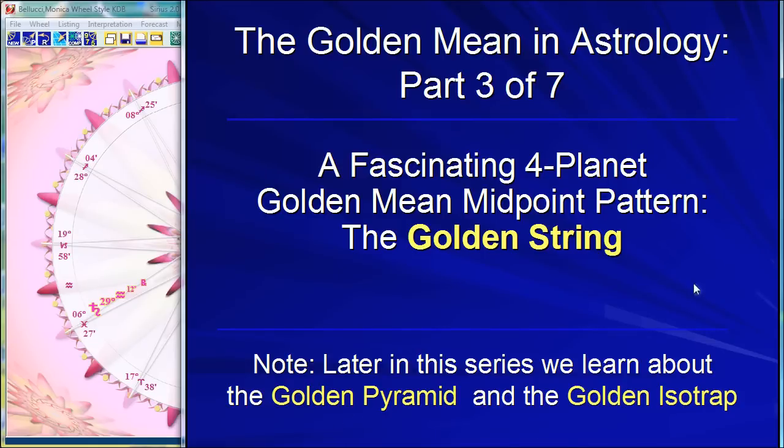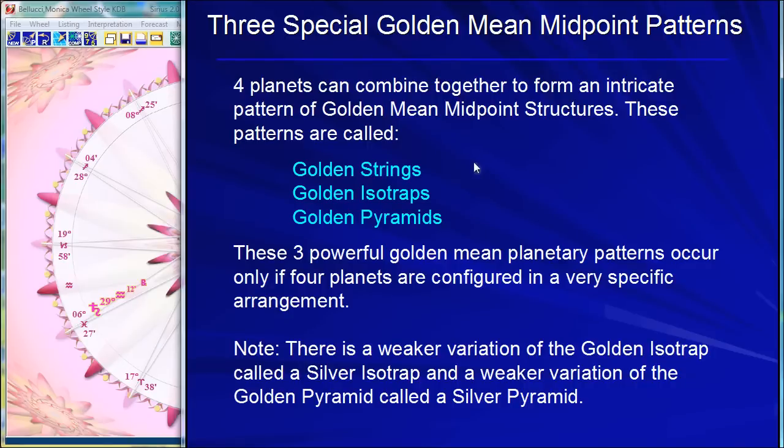So there are three of these patterns that are very, very special: the golden string, the golden isotrap, and the golden pyramids. In this video, I'm going to describe the golden string, and in later videos, I will describe the golden isotrap and the golden pyramids. This is the third video in a series of 7 videos. So in some of those later videos, I will describe the golden isotraps and golden pyramids. This video, I'm going to describe the golden strings.